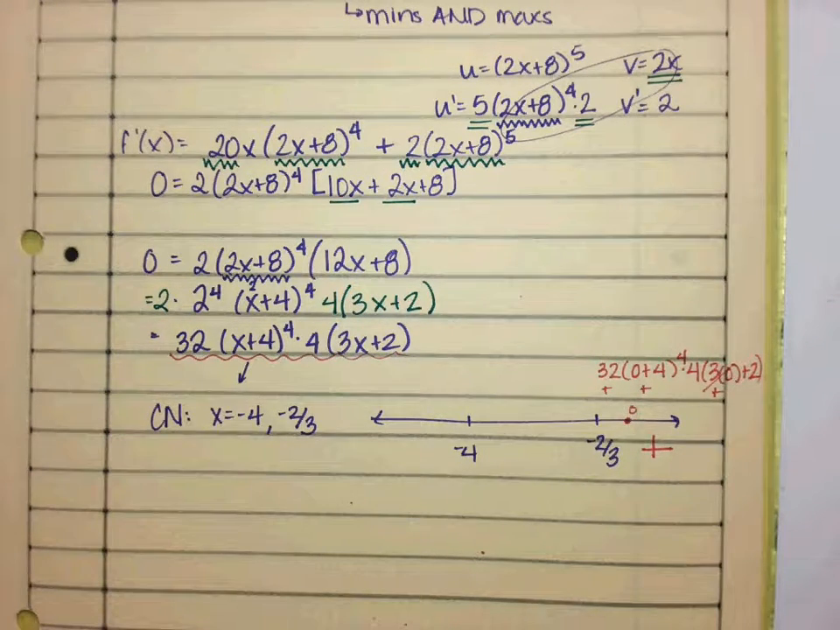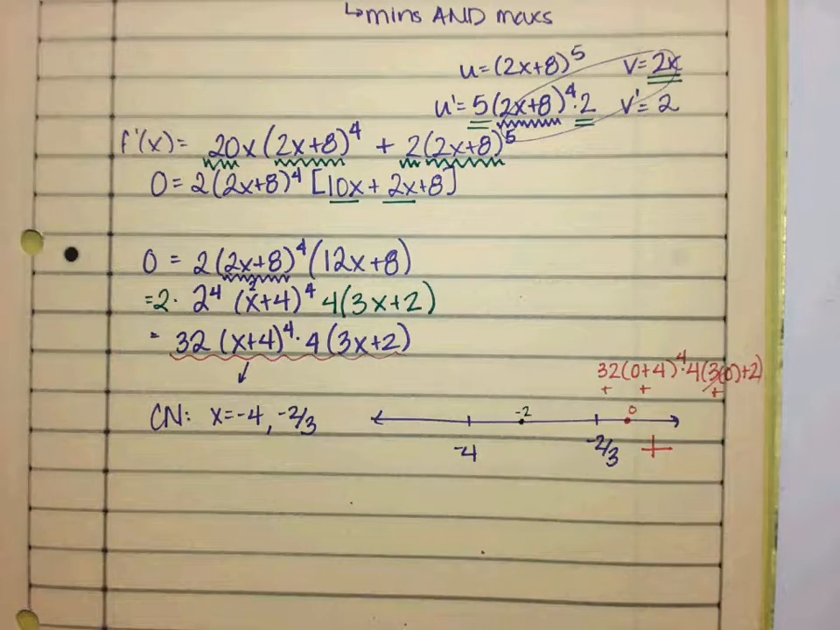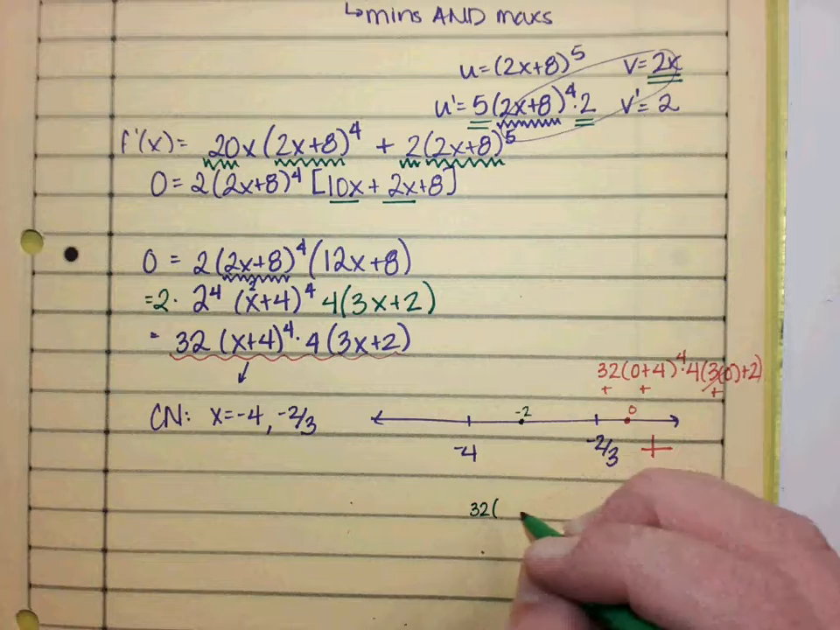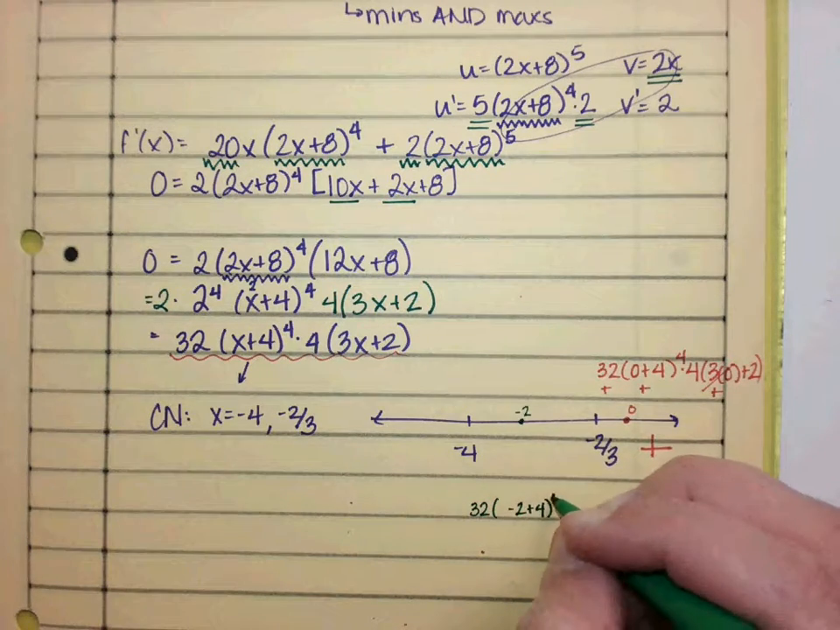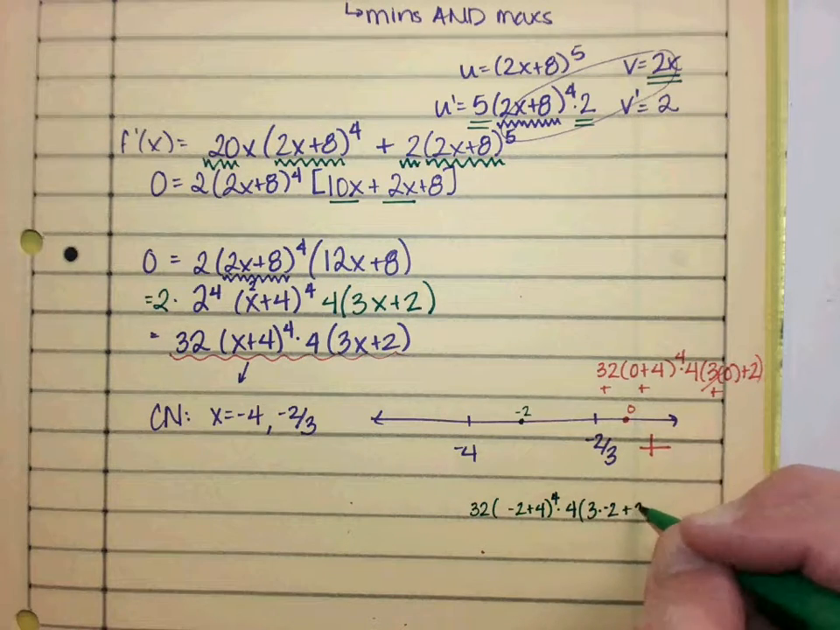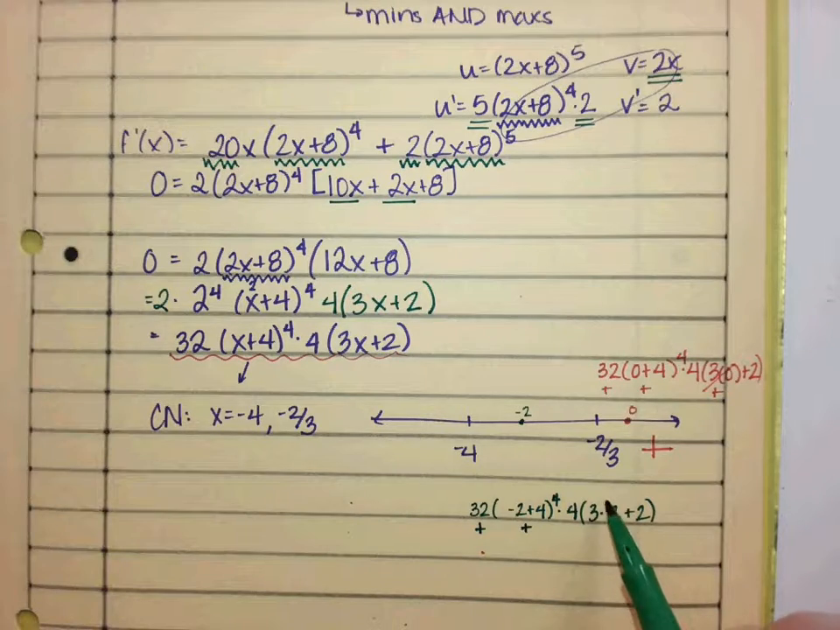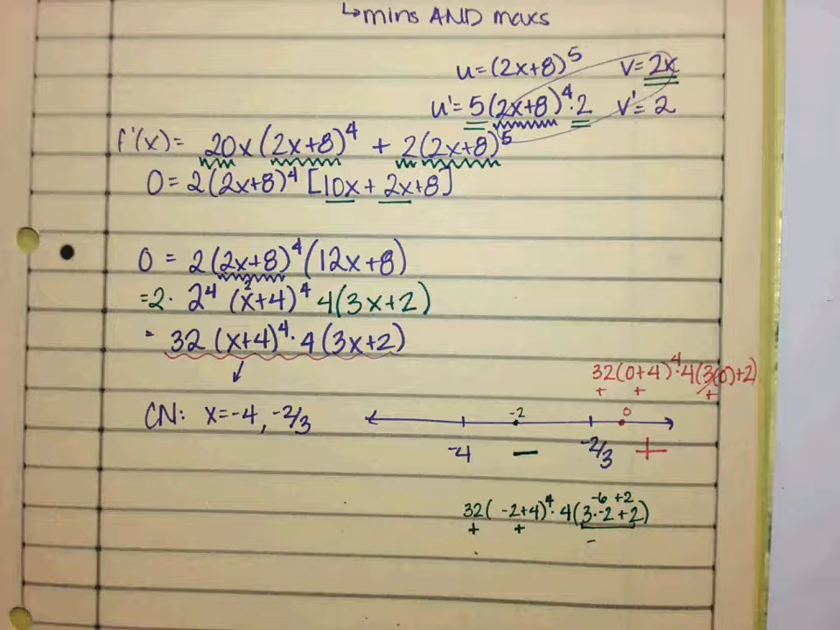Okay, between -4 and -3, let's say I decide I want to pick -2. Well then I'd have 32 times (-2 plus 4) to the 4th, times (3 times -2 plus 2). Okay, we'll think about it. 32 is obviously positive. -2 plus 4 is positive. Raise it to the 4th, still positive. This is a -6 plus 2 though in here, and -6 plus 2 is negative. So if I have plus, plus, minus, overall my middle interval is negative.